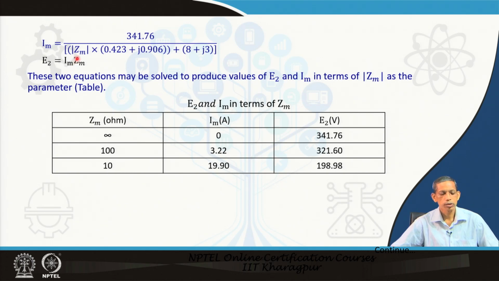Now, what do you do with that, because the Zm is not given? You vary the Zm with different values, you can tabulate for a number of values of Zm, and then substitute this magnitude of Zm, and you can get the corresponding Im values here, and this E2 value here, where E2 is Im into Zm. So, like this you can tabulate some of the points. I have tabulated here, and then once you have this tabulation.